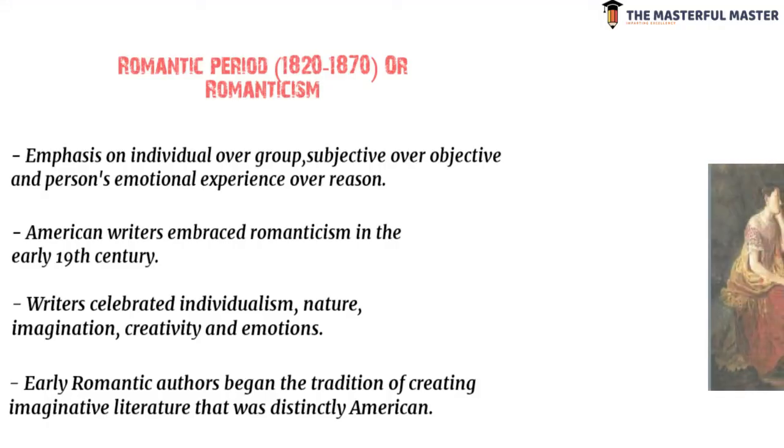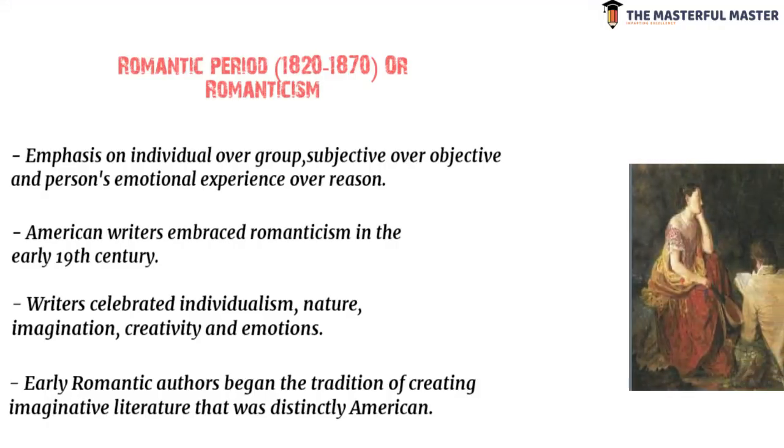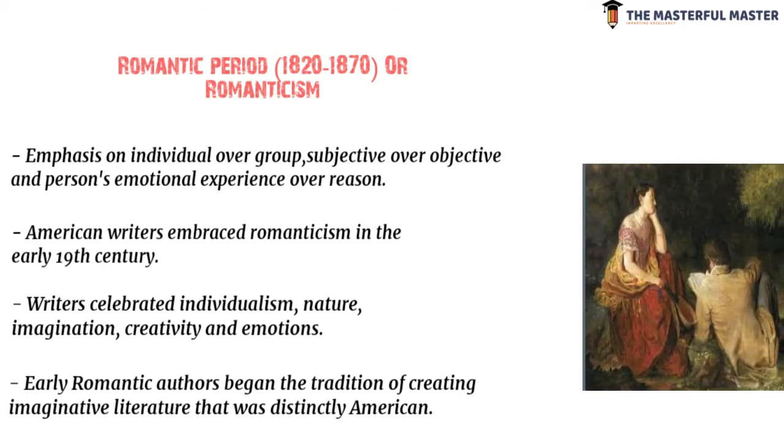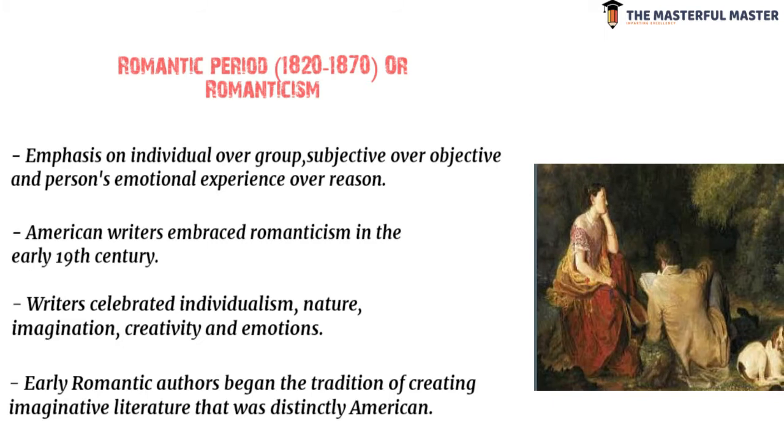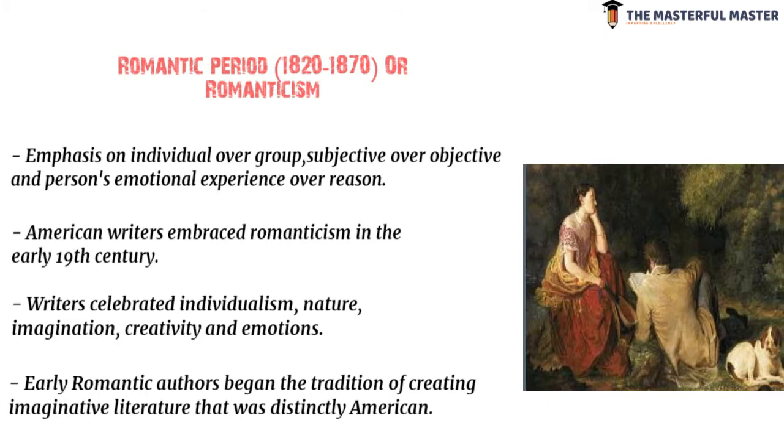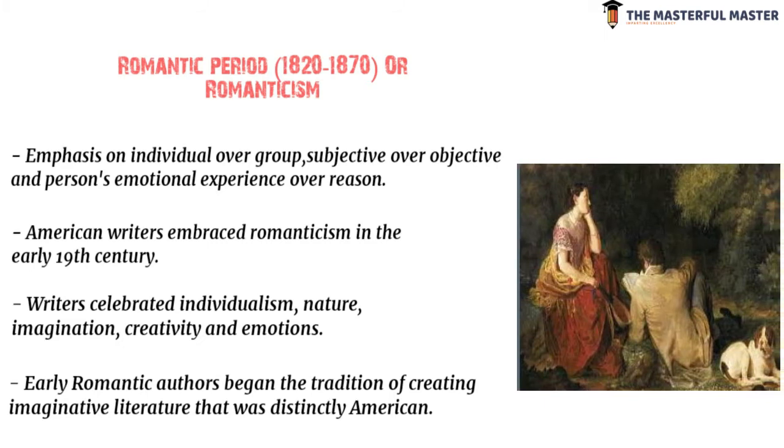Romanticism is a way of thinking that values the individual over the group, the subjective over the objective, and a person's emotional experience over reason. Romanticism as a worldview took hold in Western Europe in the late 18th century, and American writers embraced it in the early 19th century.